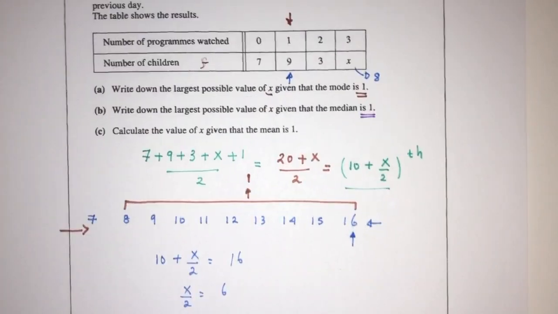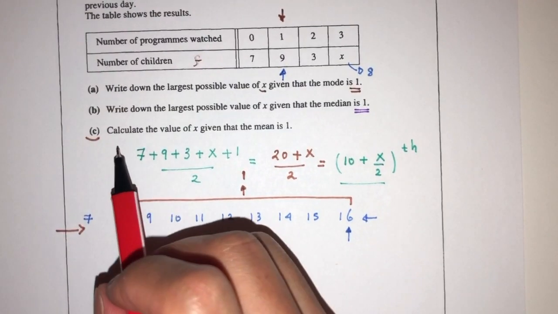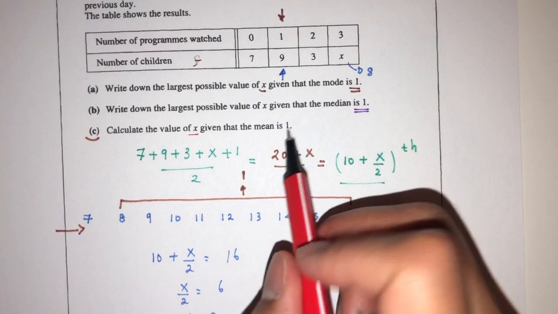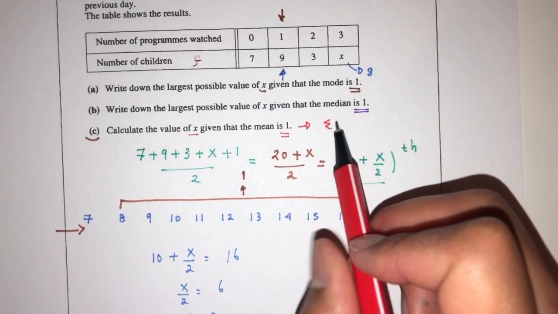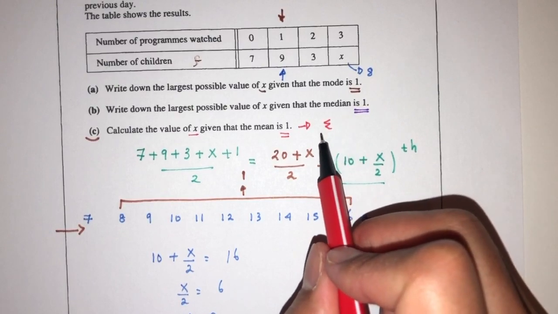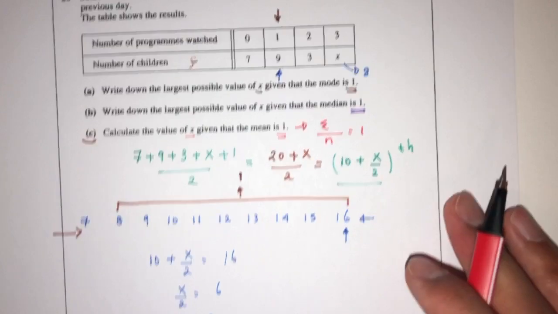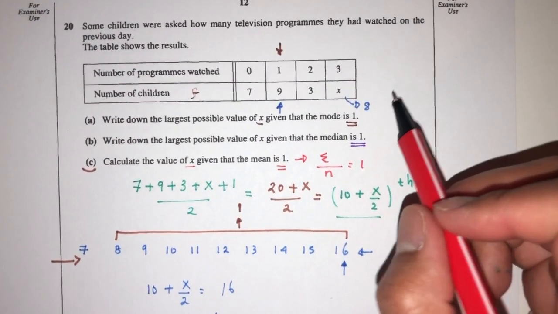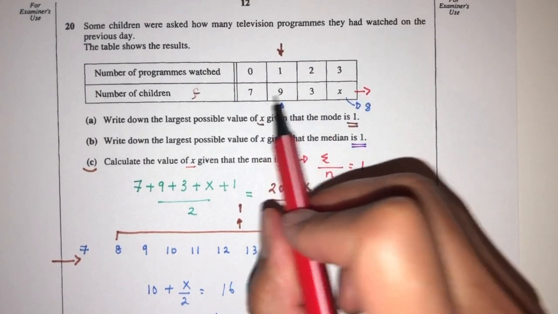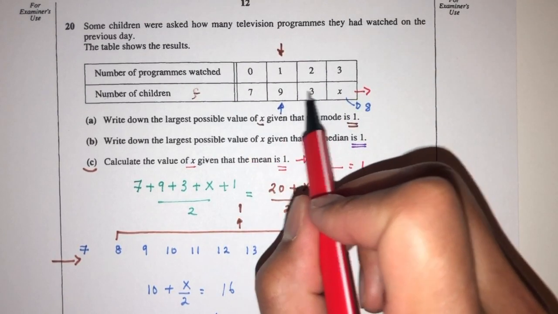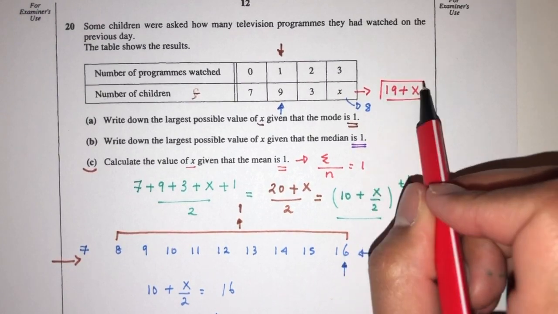Now for part C, let's see what we have. Calculate the value of x given that the mean is 1. So how do you find the mean? It is the sum of everything divided by the number of people, and that has to be 1. Let me find the sum first. So 7 plus 3 is 10, 19 plus x. That's the total number of people in the group.